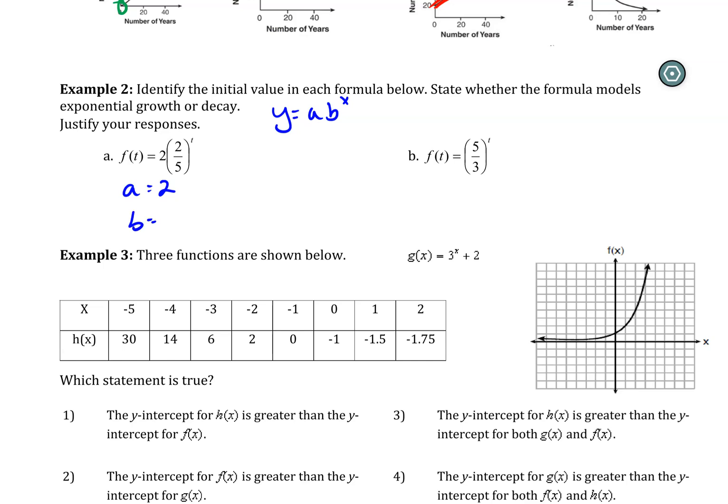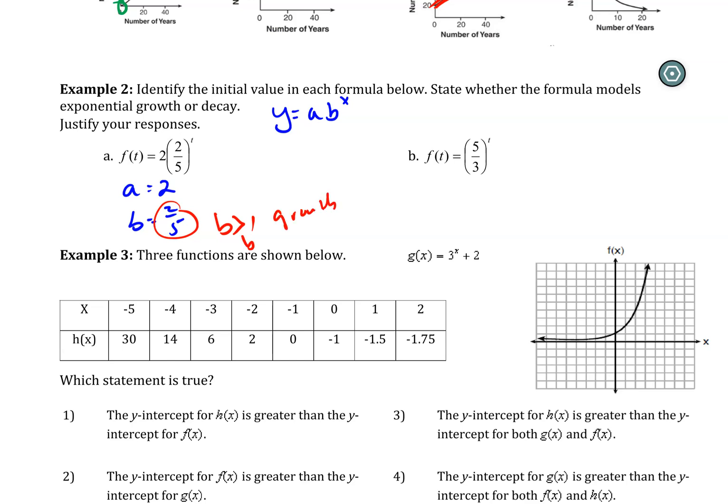My b, in this case, is 2/5. So again, if b is greater than 1, then it's a growth.